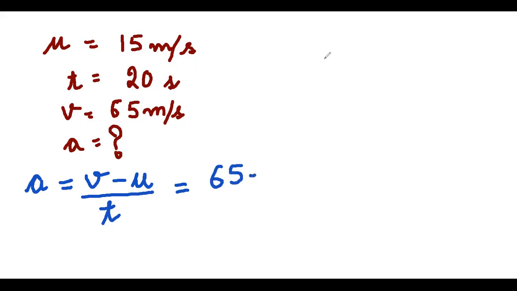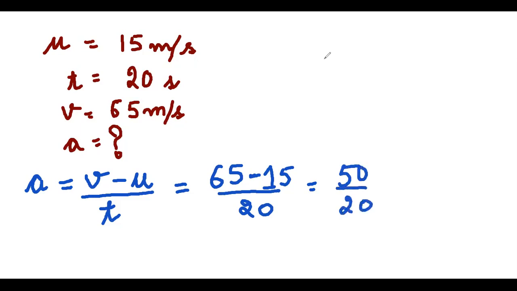65 minus 15 divided by 20. So what is 65 minus 15? What will it be? 65 minus 15 is 50, divided by 20. So children, this comes out to be 5 by 2, and you have to divide this 5 by 2.